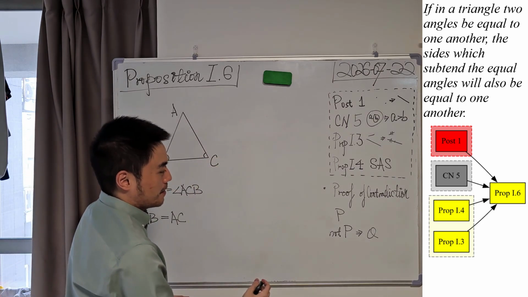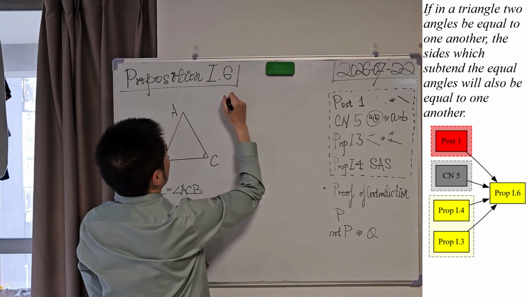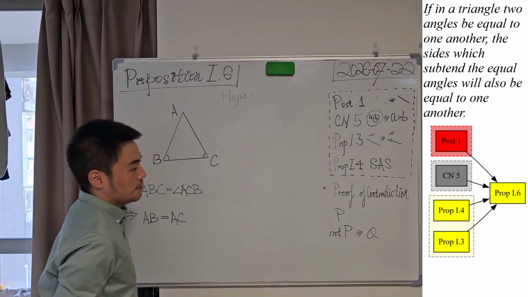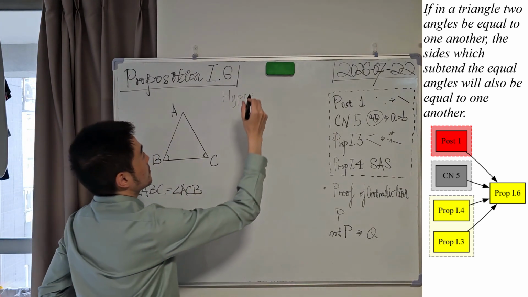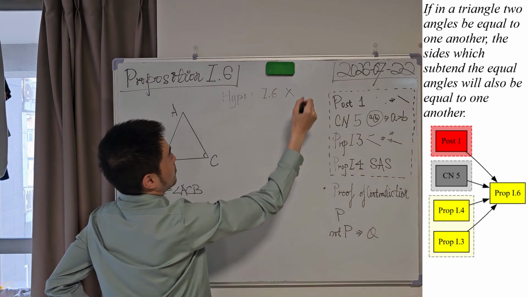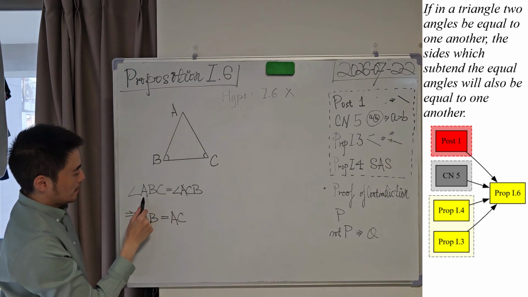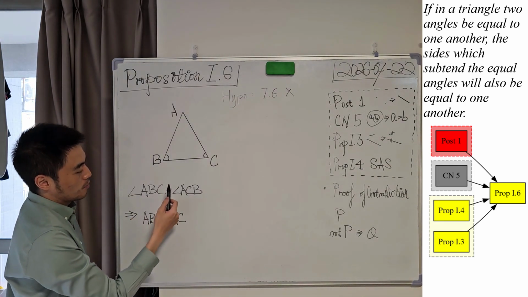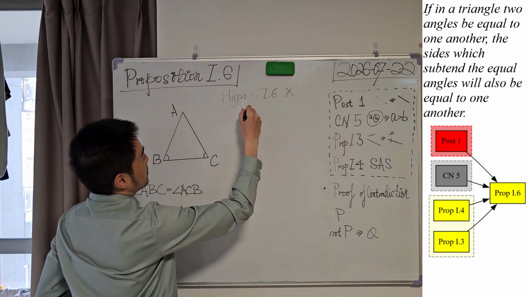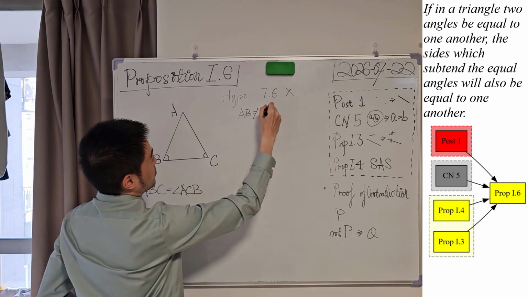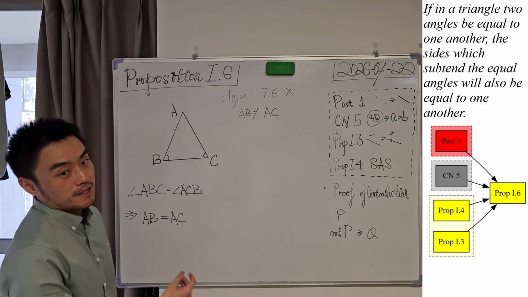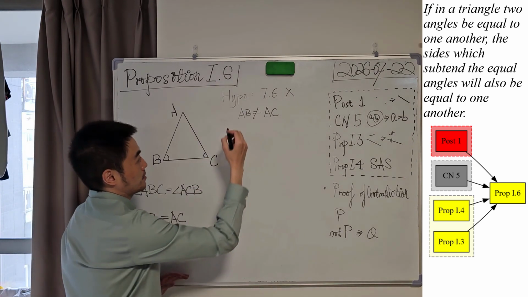First of all, let's make a hypothesis. In this hypothesis, we assume that proposition 6 is false, which means given ABC, angle ABC equals angle ACB, we have that AB is not equal to AC. And for convenience, let's just assume AB is greater than AC.